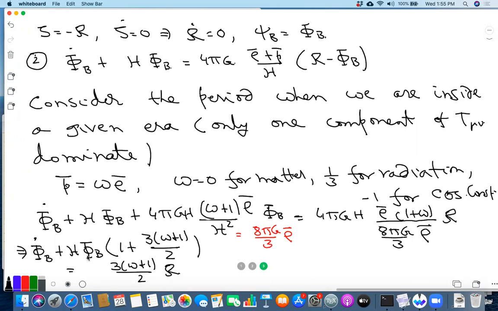Now from here we can already see that if we can argue that phi b dot is 0, then there is a simple relation between phi b and r. Phi b is just proportional to r, and you can calculate the constant. There is also an H here, because the 4 pi G cancelled with the 8 pi G, giving you a 2 in the denominator. So if phi b dot is 0, then there is a simple relation between phi b and r. And now we'll see that phi b dot indeed approaches 0 well into a given era.